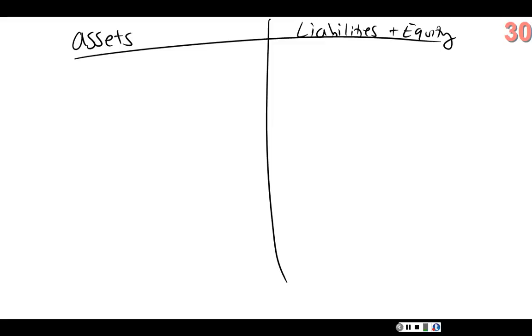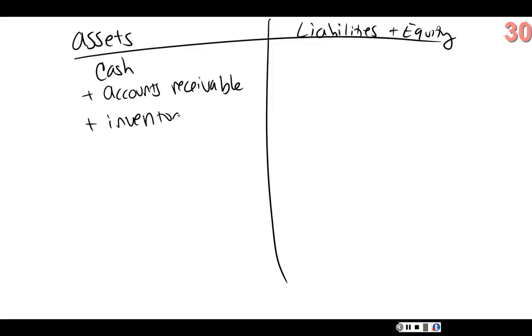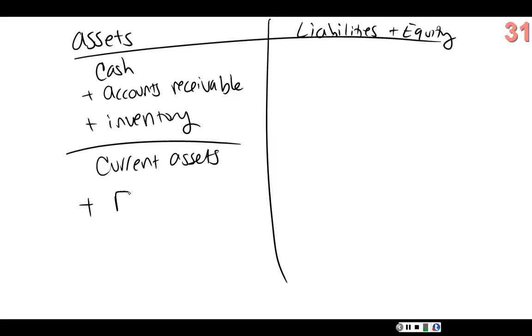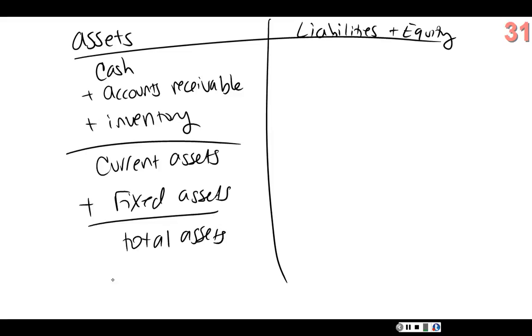So on the asset side, we start with the most liquid assets and work down to the least liquid. So at the very top is cash. So to that we would add accounts receivable, and inventory. These make up current assets. Current assets are then added to fixed assets to give you total assets. So current assets are those assets that are expected to be converted to cash within 1 year, whereas fixed assets are long-term, such things as your equipment or your building. So this goes from more liquid, so can be converted to cash quicker, to less liquid.